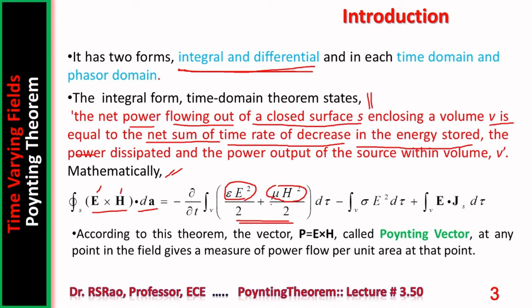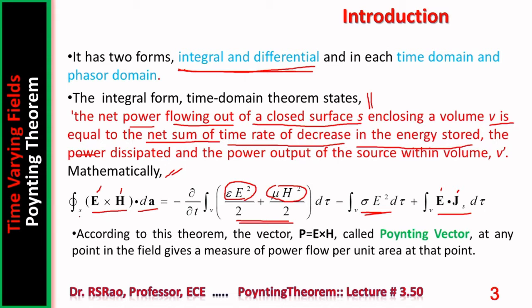The first term pertains to energies that are stored in the fields, energy storage. Minus sigma E square. This sigma E square is Joule's law. It tells how much energy is converted into heat. When it comes to the third one, E dot Js, E is the electric field and Js is the current from the source. This product gives how much power is being given out by the source.